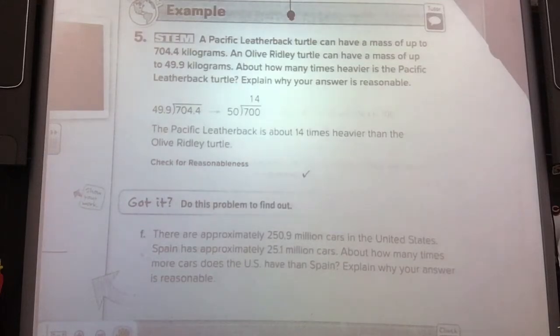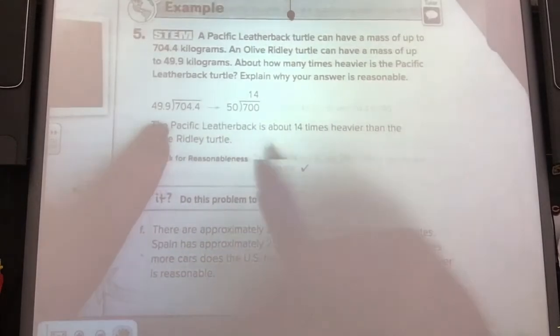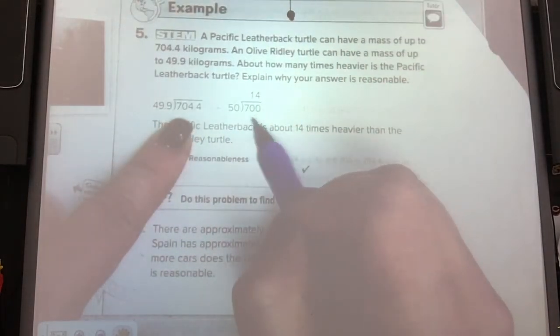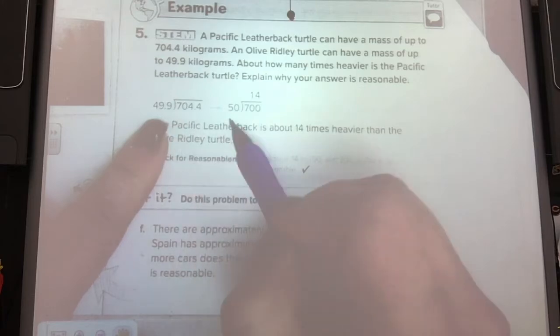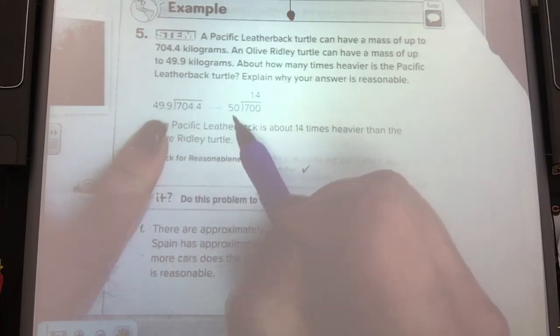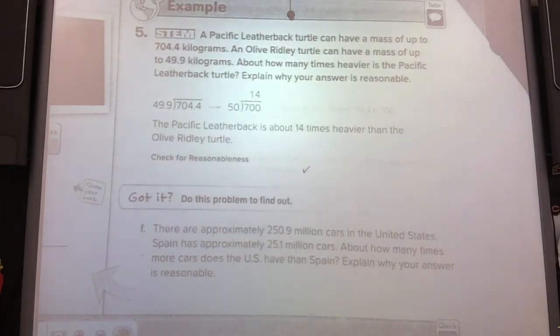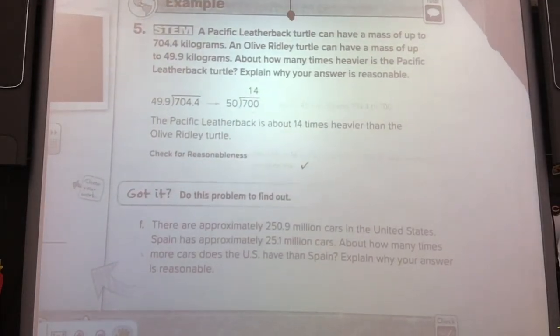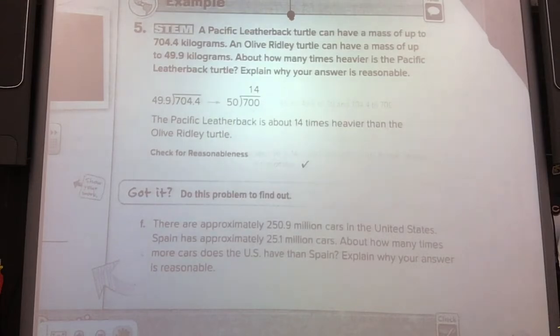All right, a Pacific leatherback turtle can have a mass up to 704.4 kilograms. An olive Ridley turtle can have a mass up to 49.9 kilograms. About how many times heavier is a Pacific leatherback than an olive Ridley turtle? Explain your answer and why it's reasonable. Here they show us that 704 is really close to 700, and 49.9 is super close to 50. So they just estimated and got an answer of 14. So a Pacific leatherback is about 14 times heavier than the olive Ridley turtle.